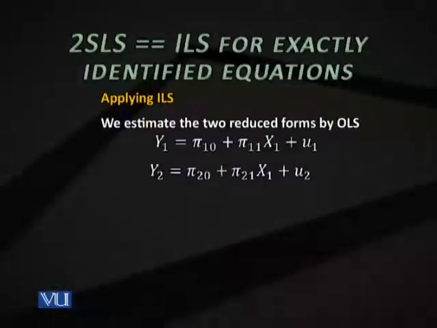So we can easily use this expression to write alpha 1 or alpha naught in terms of these pi's, the reduced form coefficients, and estimate these reduced form equations through OLS. Why can we estimate these pi's by OLS? Look at the reduced form equation on the screen. The reduced form equations have only exogenous regressors on the right hand side, the variable x1. So we can apply OLS without a problem.